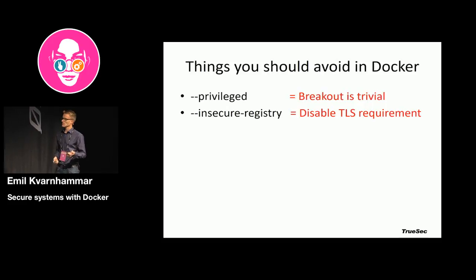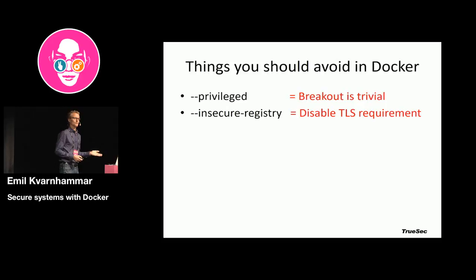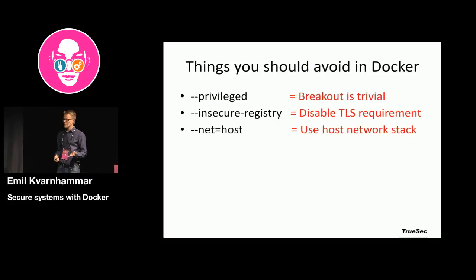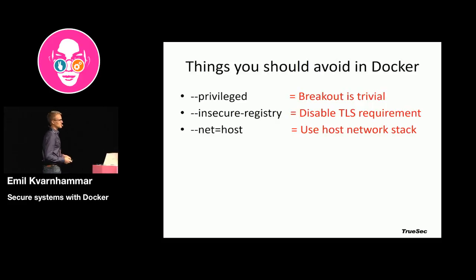And I talked about the insecure registry. That disables the TLS requirement that the Docker daemon has by default on Docker registry traffic. So don't do that. And finally, net equals host. That means giving the container complete access to the host network stack. In some rare scenarios, this can be very convenient. But this will limit you too much, and it will expose totally new security challenges.